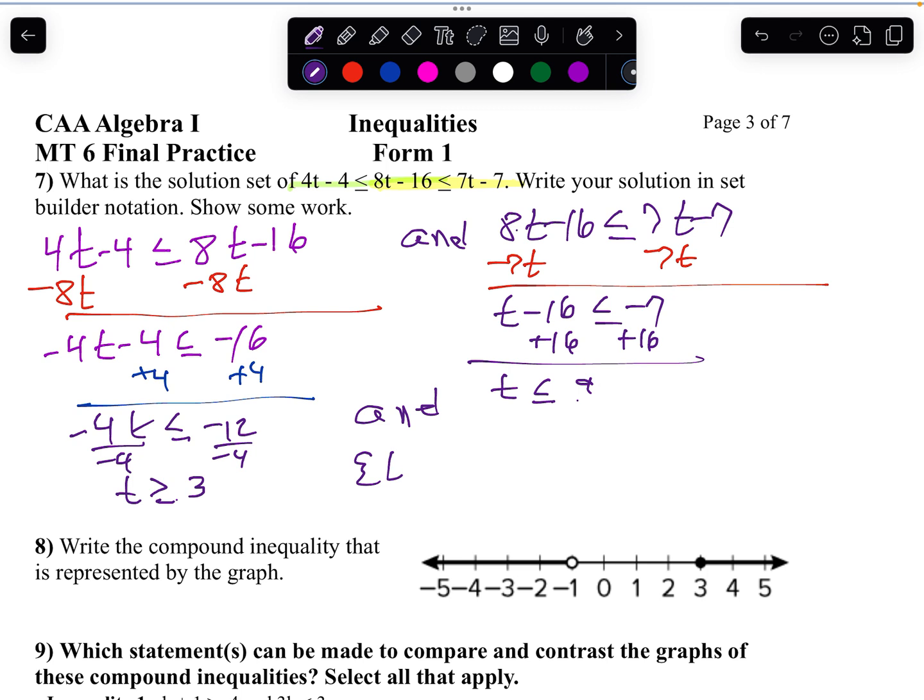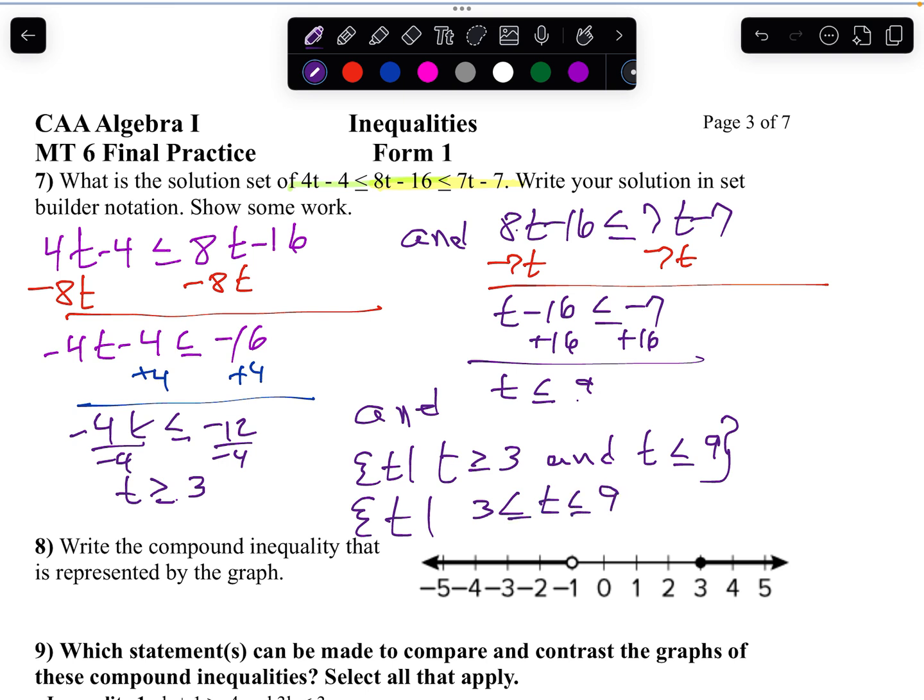So t such that, and we'll say t is greater than or equal to 3 and t is less than or equal to 9. That's set builder notation. You could write it in between if you want to. t such that 3 is less than or equal to t, which is less than or equal to 9, because it's in between those two with an and.